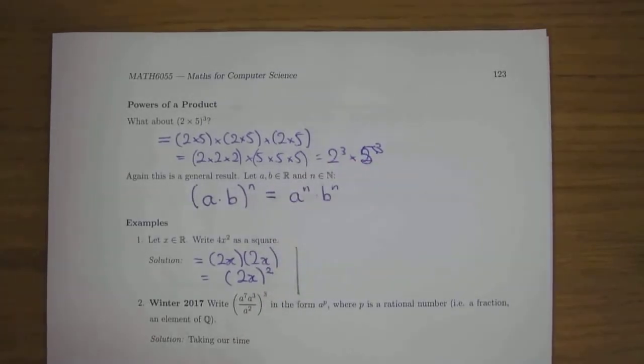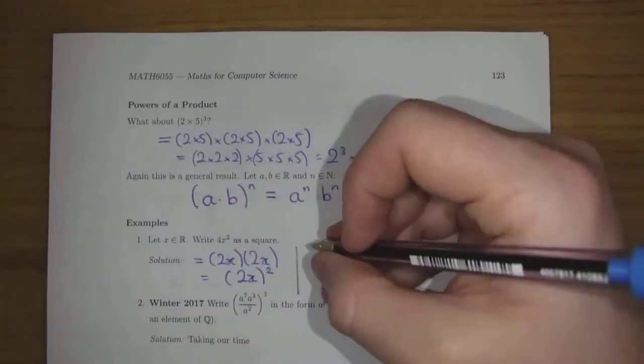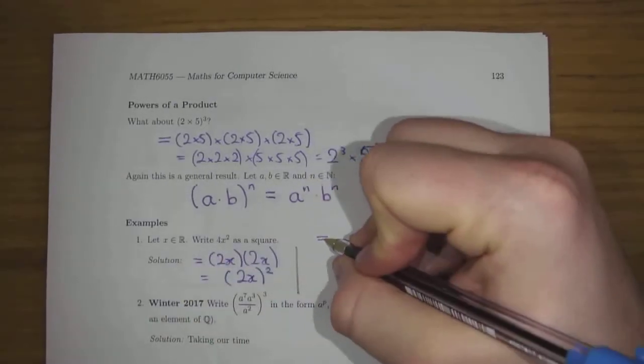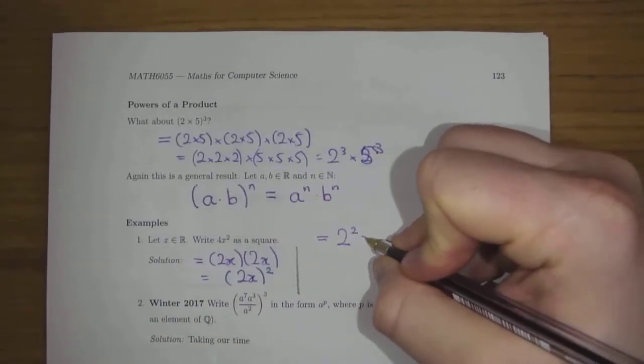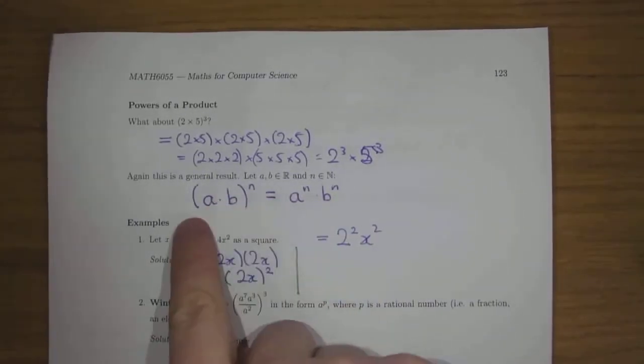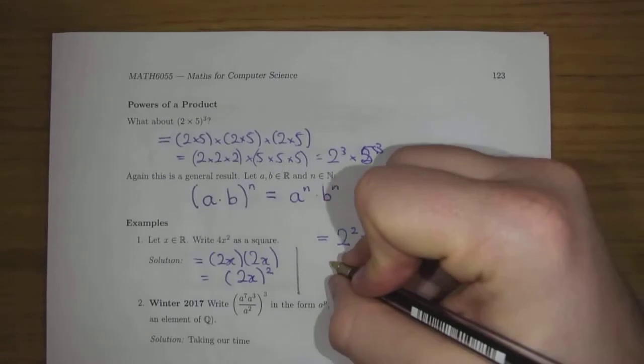So that's one way. Alternatively, we use this rule. I wouldn't be mad on this. So write the individual things as squares. So 4 is 2 squared, x squared is x squared, and then use this backwards. Because remember, equality works both ways. It's not like a programming equals.